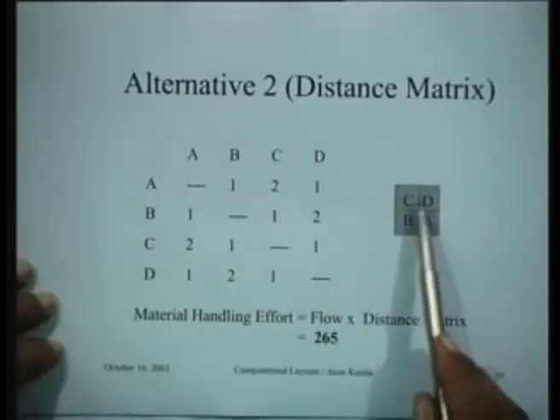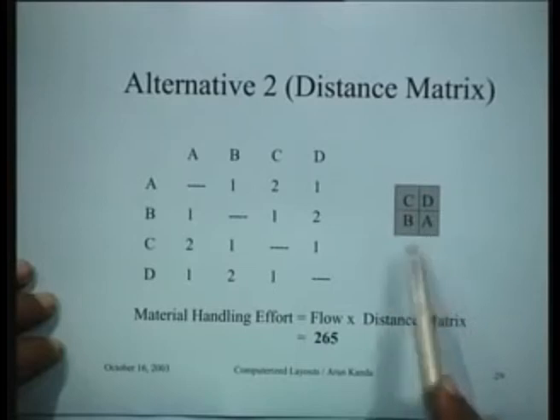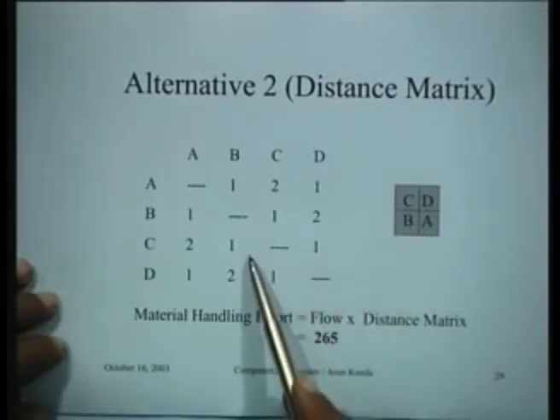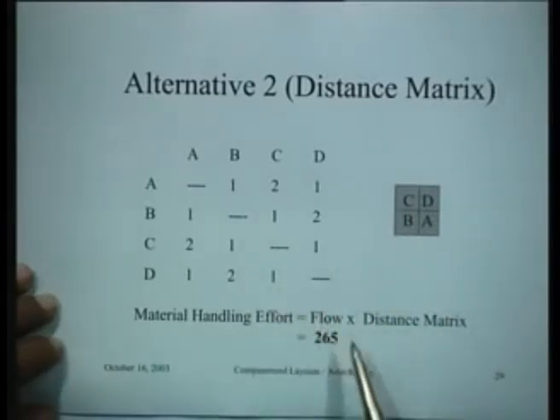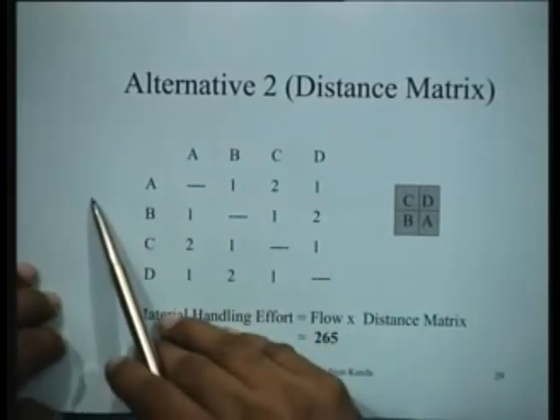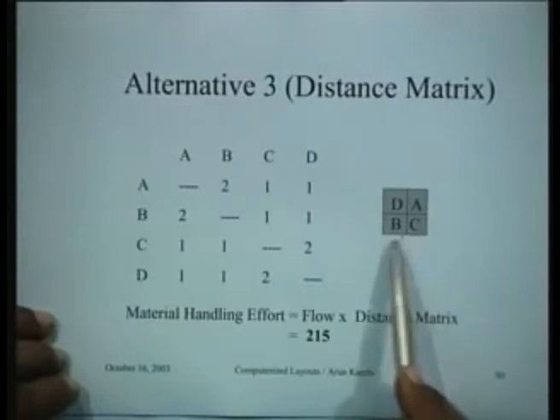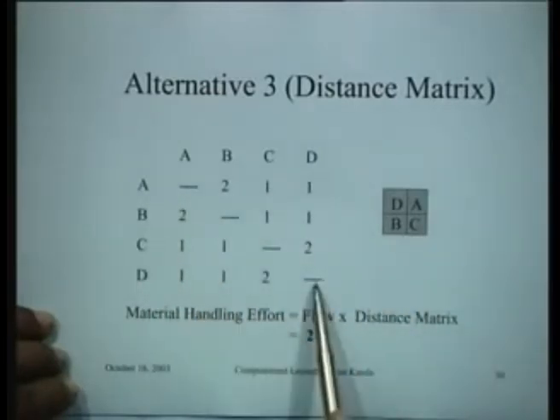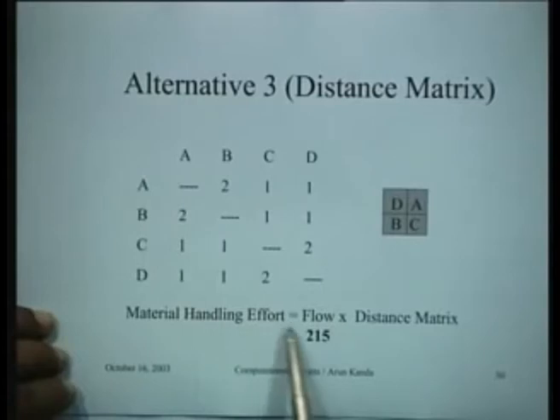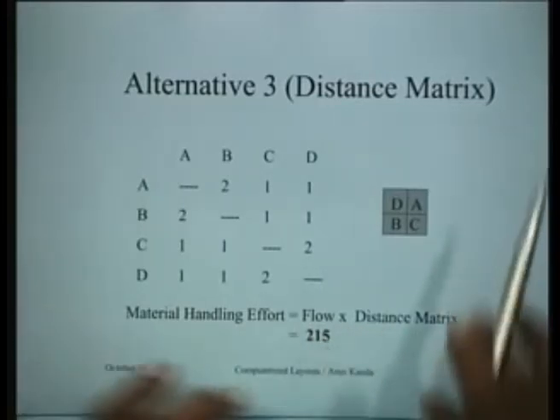This could be repeated for the second alternative. This is the layout, this is the new distance matrix, the flow matrix remaining the same. The total cost will be 265 by this procedure. For alternative 3, this is the new layout, and this is the new distance matrix here. Again, the material handling effort with the flow and the distance will come out to 215, which you can calculate by the same procedure.